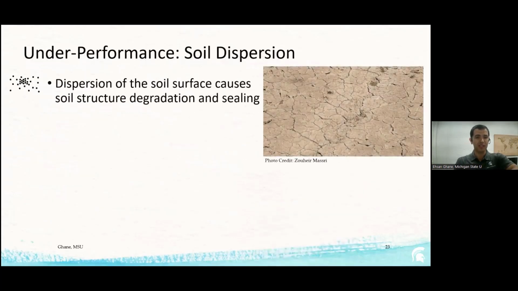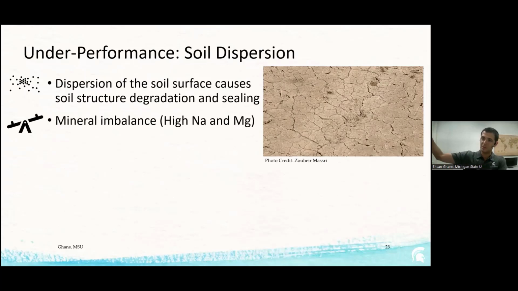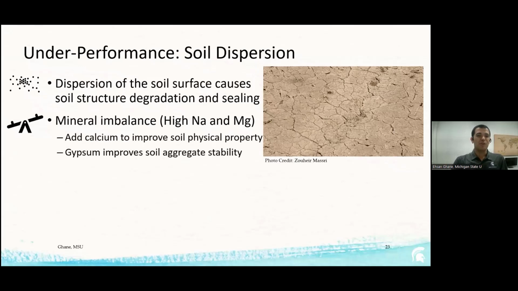Soil dispersion is another one that is very important. With dispersion, the soil will disperse, and then the soil structure would be destroyed on the surface, and then it would seal. That's another way that you will have underperformance, and you could have water standing in some parts of the field. And that is caused by mineral imbalance, too much sodium and magnesium. What you would do is add some calcium to turn that imbalance into a balance. So adding calcium improves the soil property, and research shows that gypsum improves the soil aggregate stability. That helps water moving down.